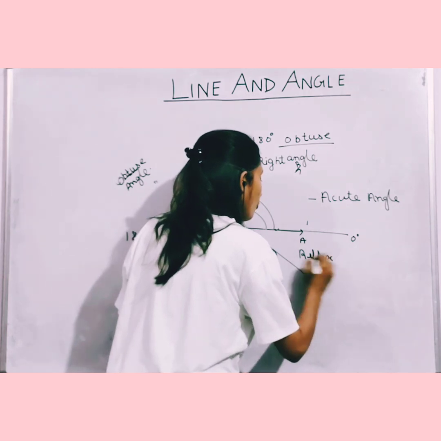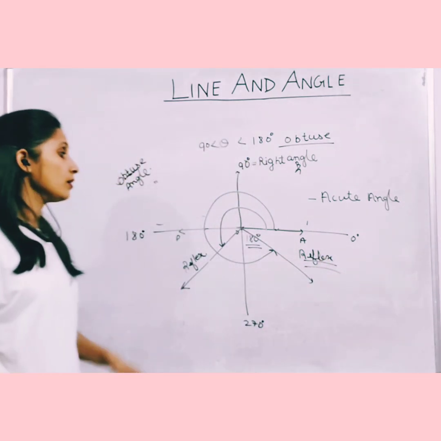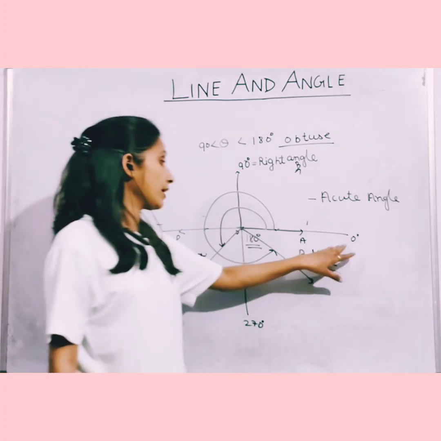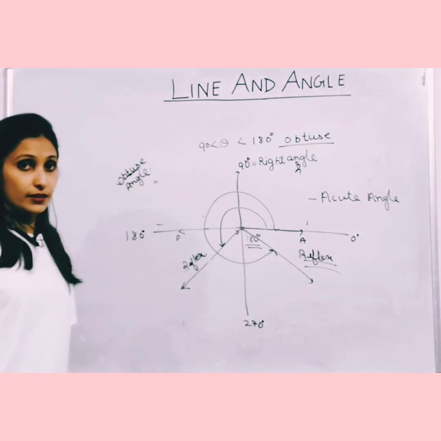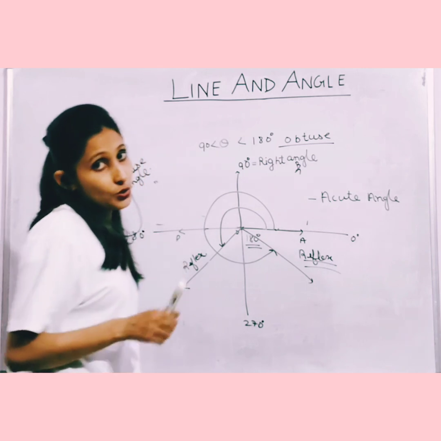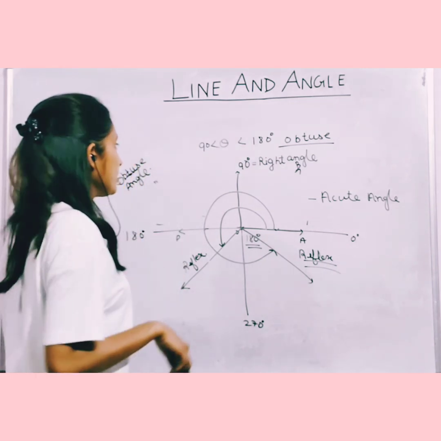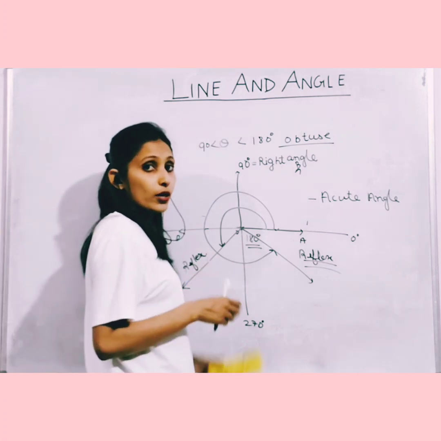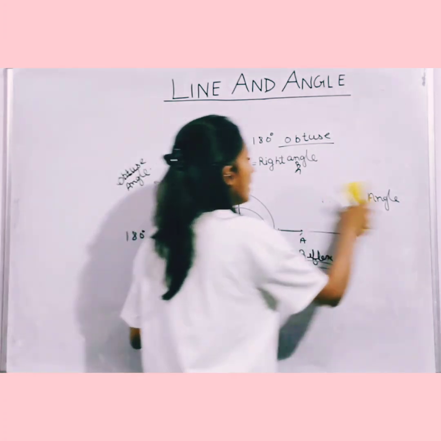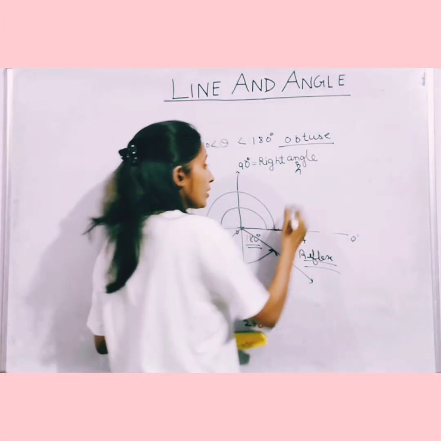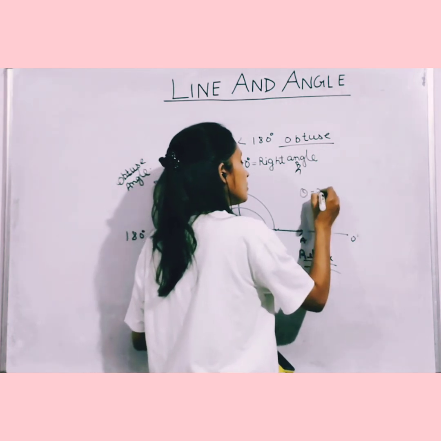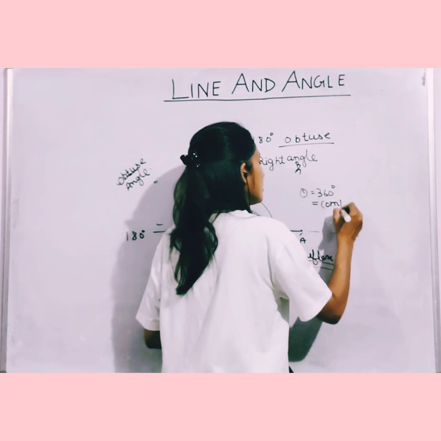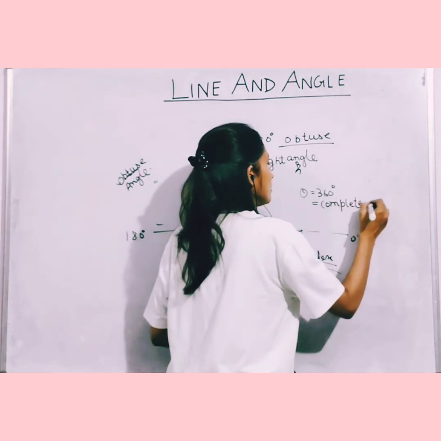Okay. So, what we can infer from here, the reflex angle is greater than 180 degree but less than 360 degree. Now, the question should arise, what is 360 degree angle? And we can also call it a complete angle. Okay, when theta is equal to 360 degree, we call it a complete angle.